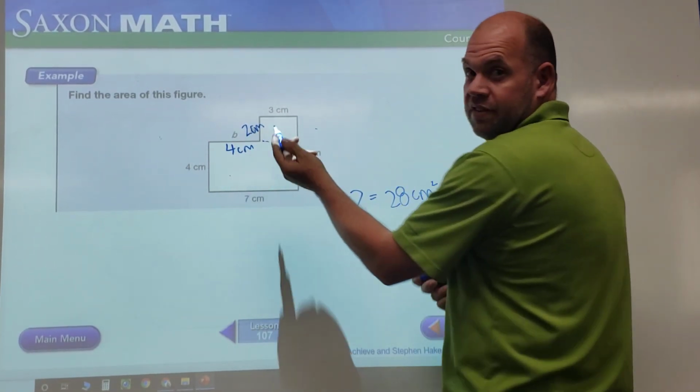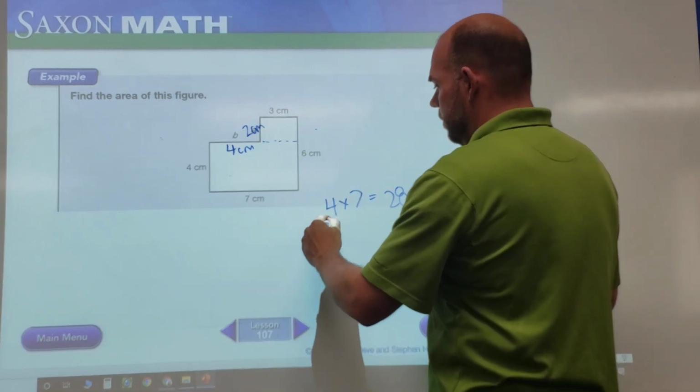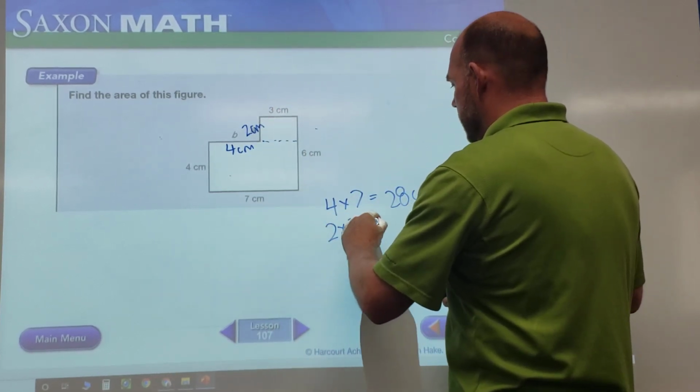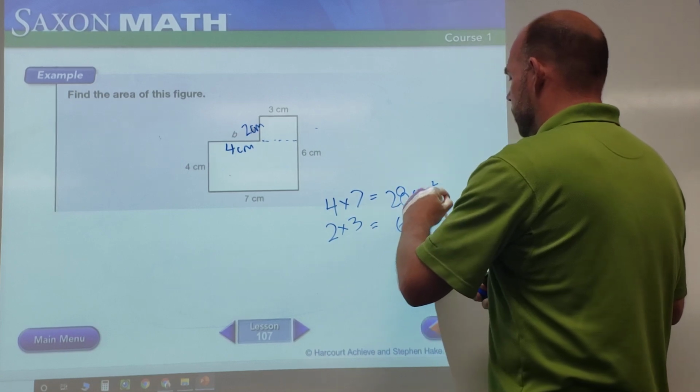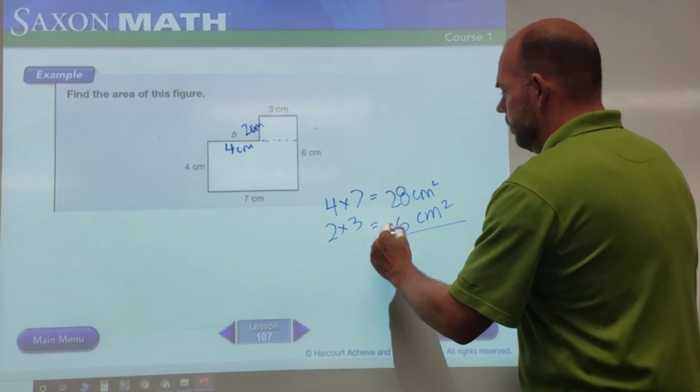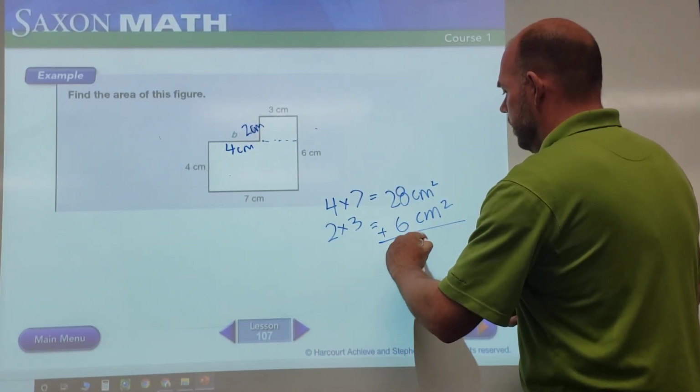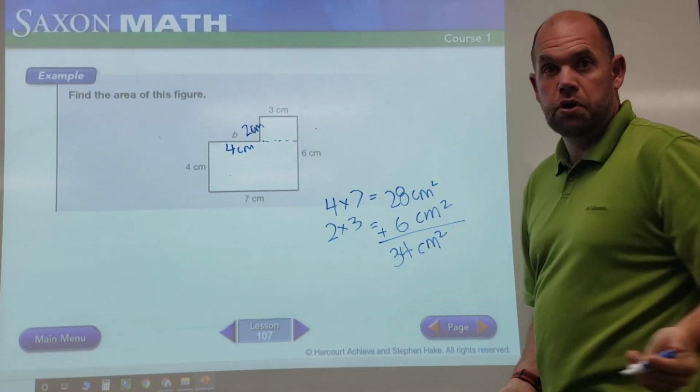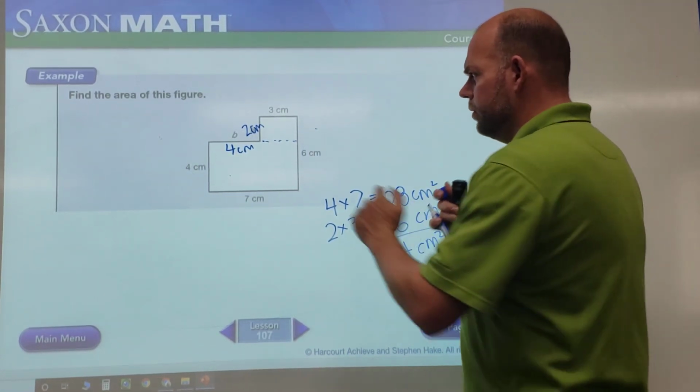Now we just have to look at this little one, 2 centimeters by 3 centimeters. 2 by 3 equals 6 centimeters squared. Now we add those up and we get 34 centimeters squared. Pretty easy.